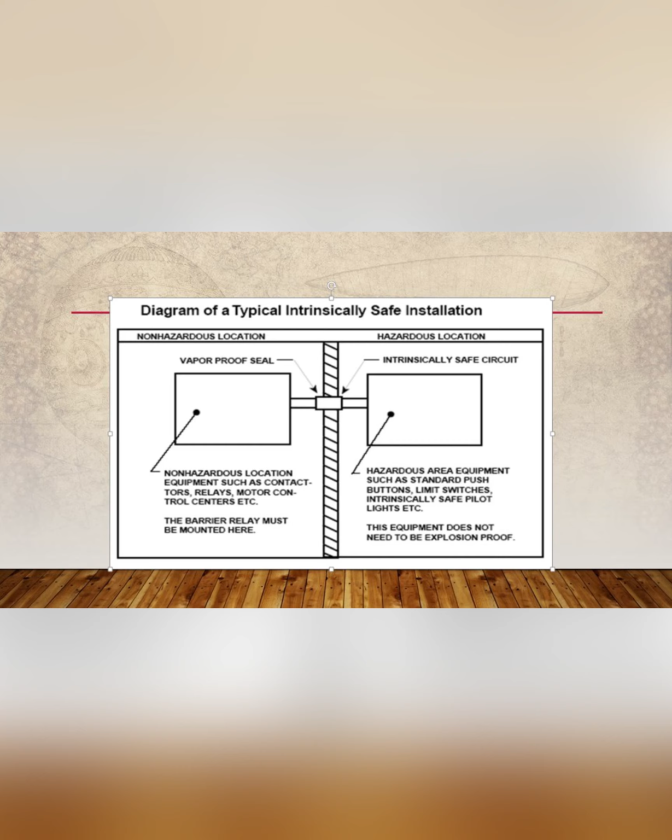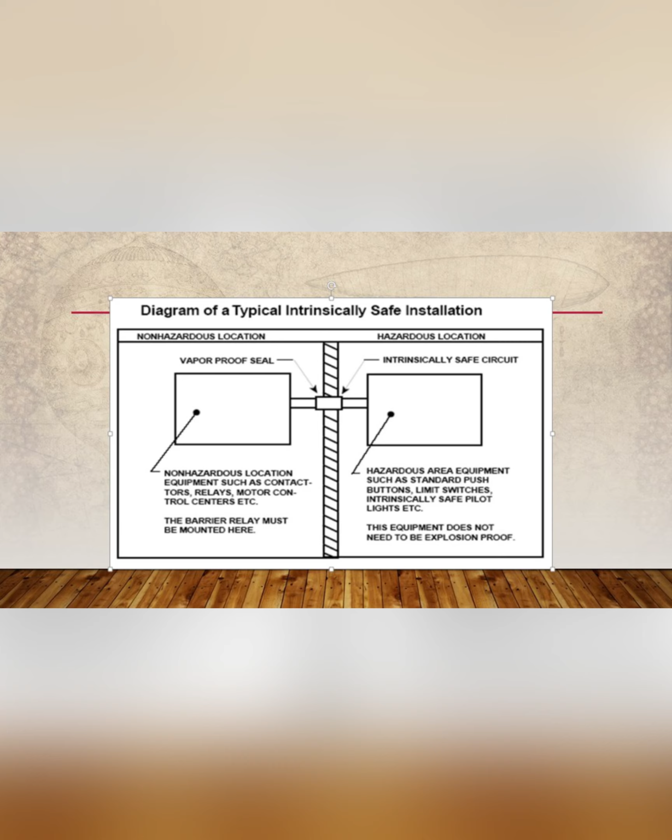At the left hand side is non-hazardous location. At the right side is the hazardous location. As we can see in the diagram, this part is the vapor-proof seal and this part is intrinsically safe circuit.